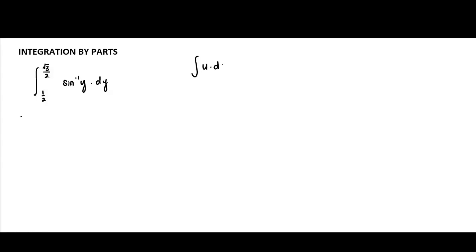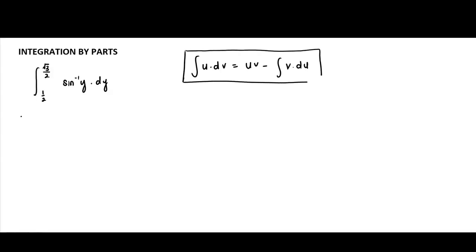The integral of u dv is equivalent to uv minus the integral of v du. So we need to first decide which is going to be your u and which is going to be your dv. From here, we are going to take u to be arcsin y. So u equals arcsin y. Therefore, du would be 1 over the square root of 1 minus y squared. Alright, and then dv will be equivalent to dy.